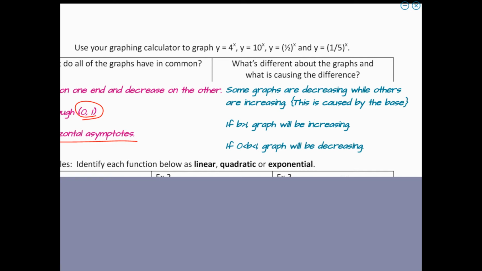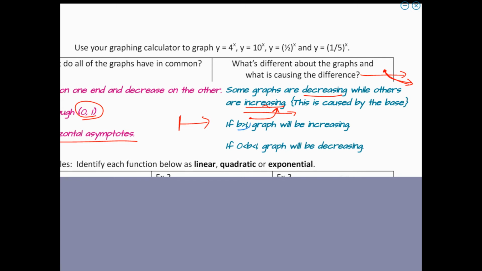So on the other side, it says what's different about them. Well, these are the things that we talked about, right? Some of the graphs are decreasing, which means they start up high and they go down. Some of them are increasing, meaning that they start low and go up. Remember, we always read our graph from left to right. So if it's increasing, it starts down low and goes up as you read across the page. If it's decreasing as you read across the page, it would start up high and be going down.